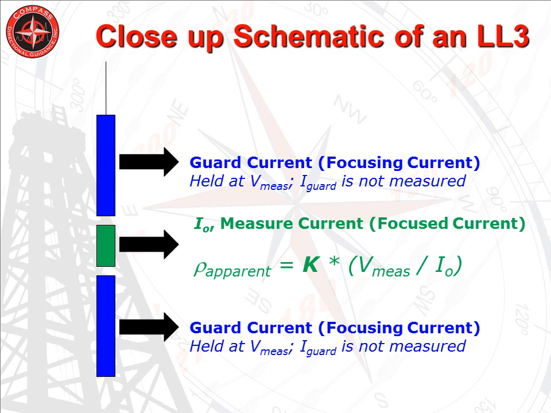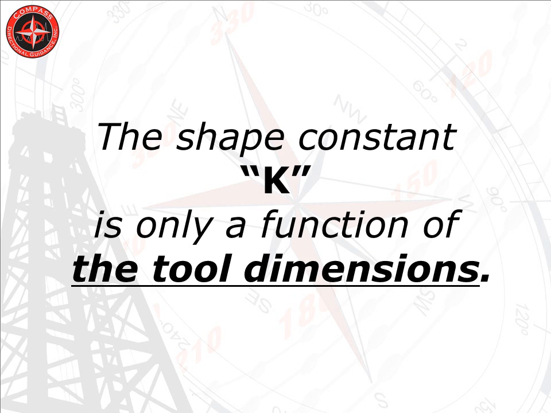The apparent formation resistivity, R apparent, is calculated using Ohm's law. R apparent is equal to V measure divided by I0 times the tool constant K. The tool constant K is only a function of the tool dimensions. Its value is determined by normalizing the response of the tool in multiple modeled formations. It is the shape factor that was referred to in a previous slide.